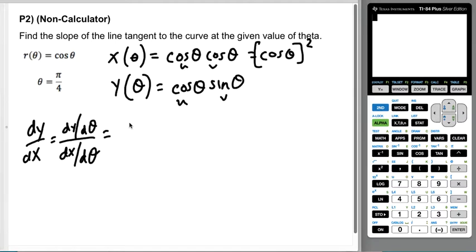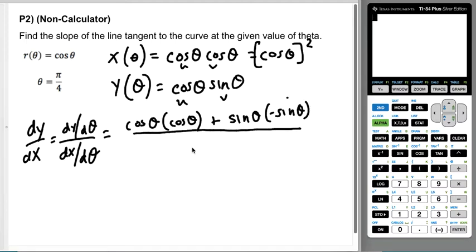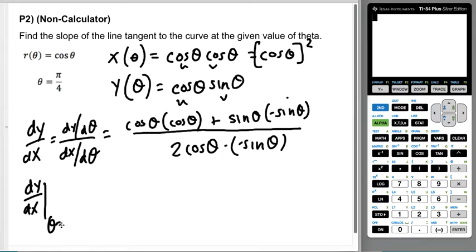So my dy d theta is going to be u dv plus v du. And on the bottom, dx d theta is going to be a 2 cosine theta to the first times the derivative of cosine, which is negative sine, right? So my dy dx evaluated when theta is pi over 4 is, and it's helpful to know what values are at pi over 4, so just a reminder, at pi over 4, everybody's a root 2 over 2.